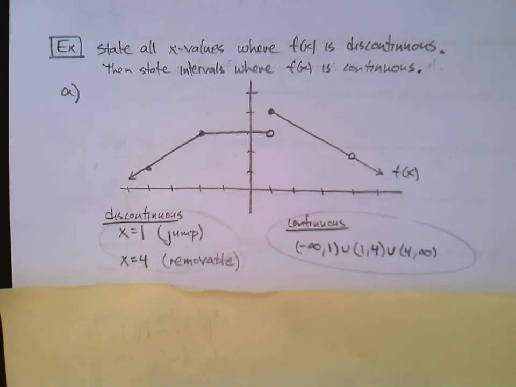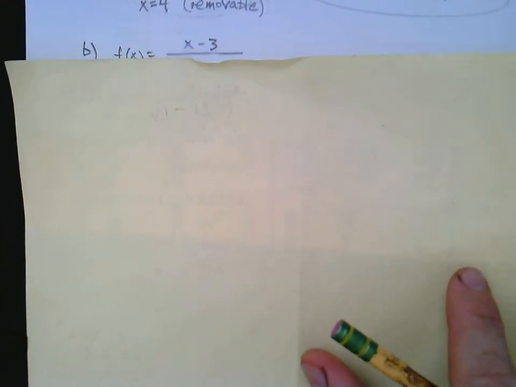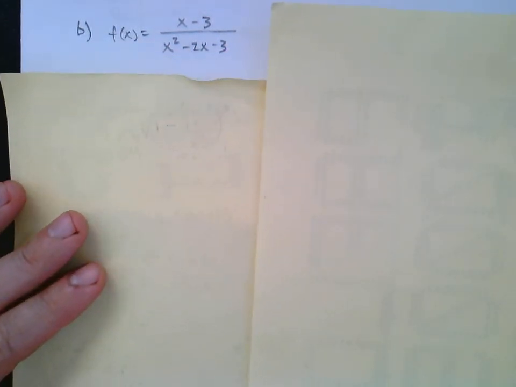All right, now it's all fine and well when you're given a graph. But what if you're not given a graph? What if you're given just the function like so? And same question, we're going to state all x values where f of x is discontinuous, and then we're going to state the intervals where the function is continuous.